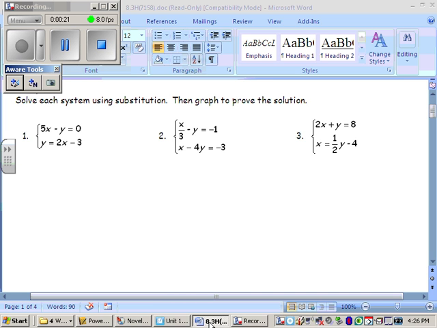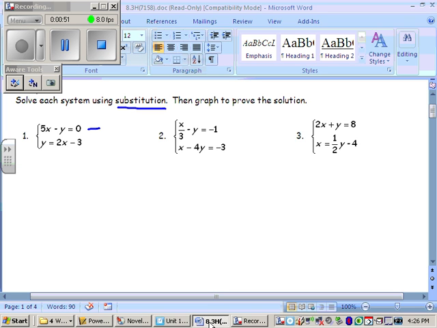In a previous lesson, we would graph these two equations and find their point of intersection, which would be their solution. In this lesson, we're going to use the graphing part just to prove our solution, but we're going to use a different method called the substitution method to solve and find our solution. In the substitution method, we simply substitute in an expression that will help us find our point of intersection.